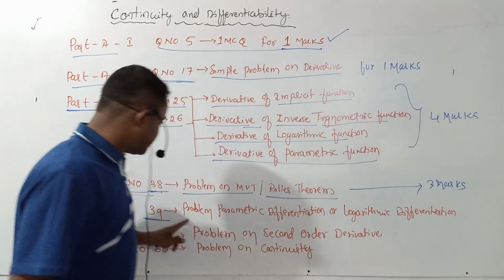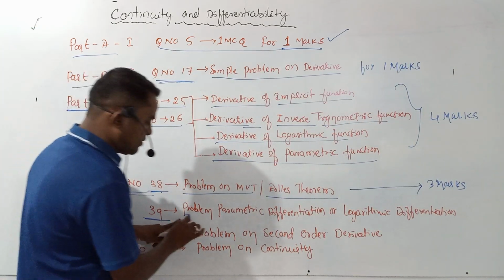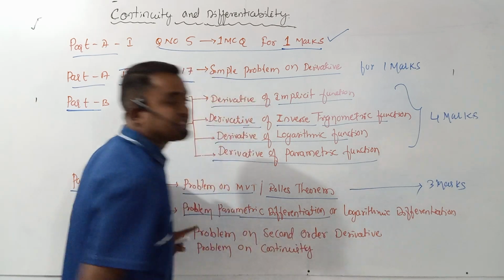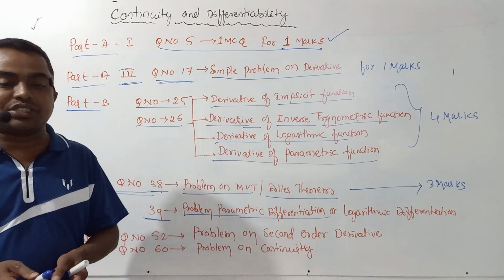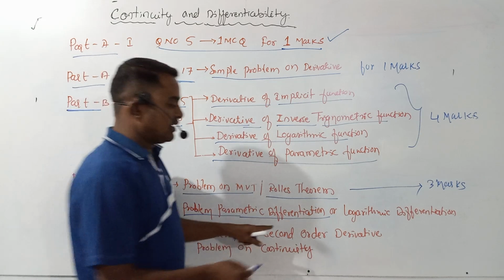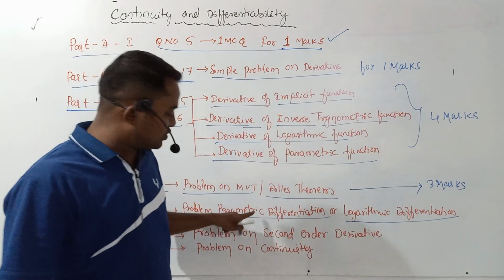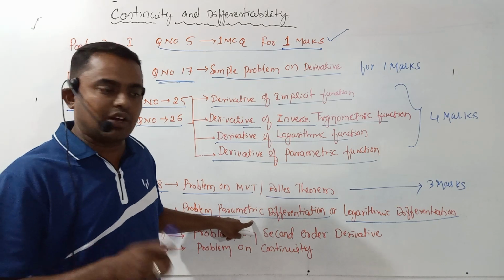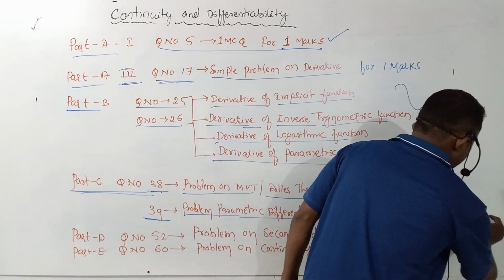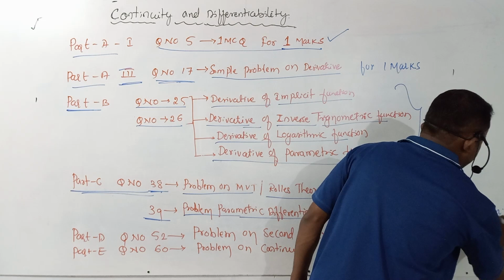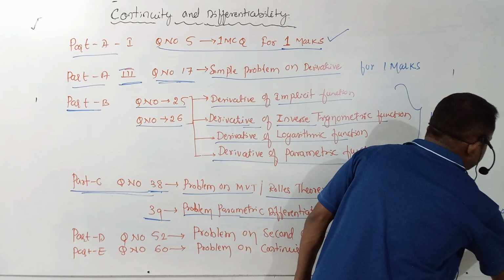Next, question number 39. Problem on parametric differentiation, or differentiation of parametric equations or parametric functions, or logarithmic differentiation. It carries 3 marks. Here 2 possibilities: parametric or logarithmic. You will get 3 marks for this question.